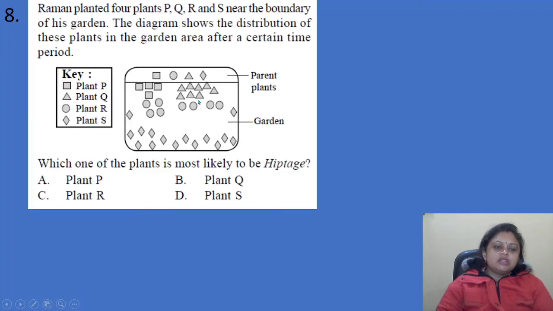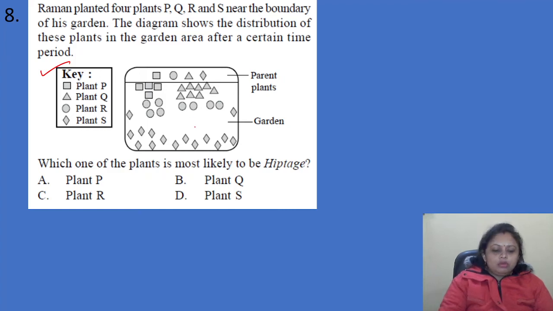Coming to the next question, Raman planted 4 plants P, Q, R and S near the boundary of his garden. The diagram shows the distribution of these plants in the garden area after a certain time period. Okay, so here different plants are given, the symbols are given, and which one of the plants is most likely to be Hyptis? Option A, plant P, B, plant Q, C, plant R, D, plant S.